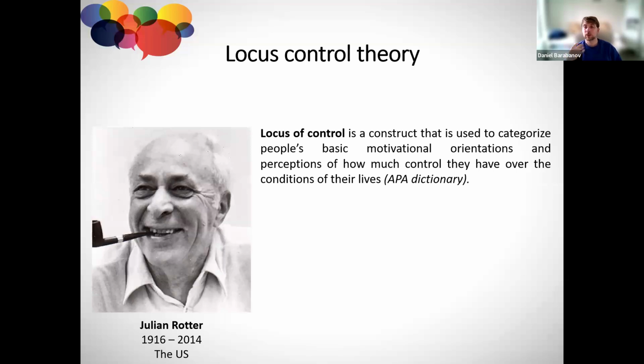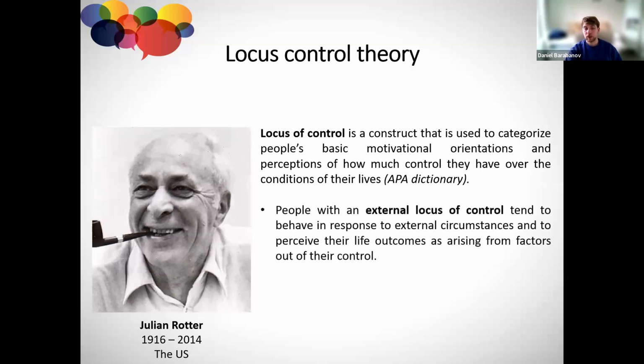So something happens to you and people around you, and you try to explain why it happens, and do you have control? Can you actually influence and change what is happening, or is it beyond your capabilities? People with a so-called external locus of control tend to behave in response to external circumstances, and they perceive their life outcomes as arising from factors out of their control.